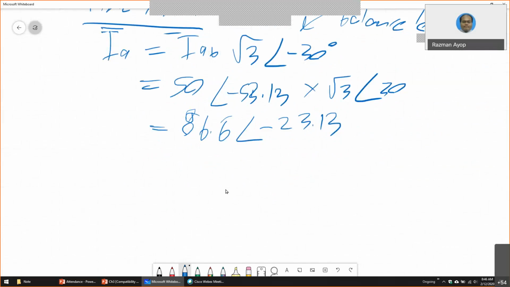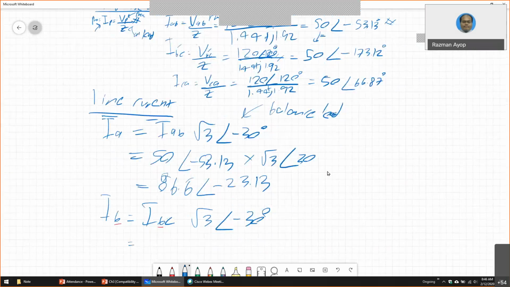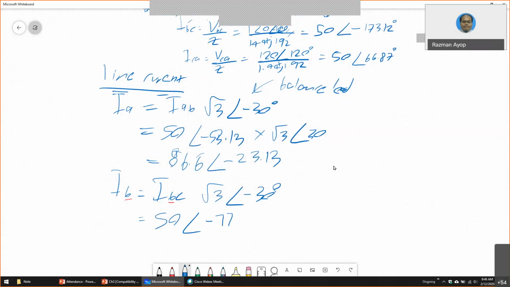How about the phase current? The line current IB, so IBC. Okay, remember the notation: square root 3 angle negative 30 degree. So IBC is 50 angle negative 173.12, square root 3, angle negative 30 degree.